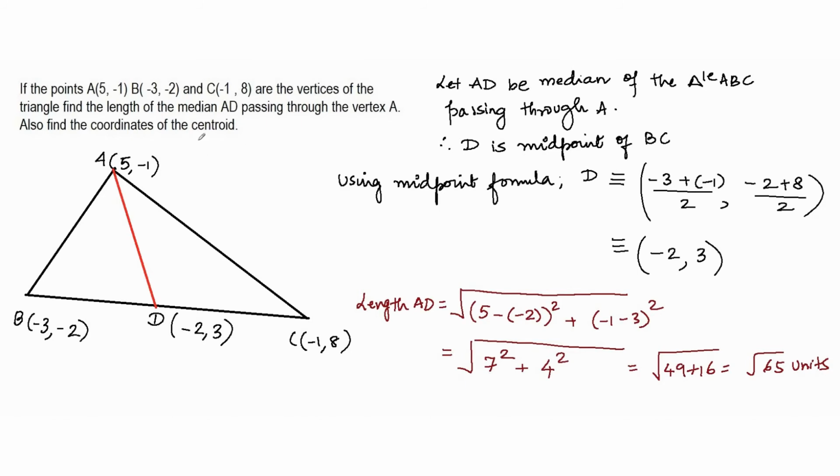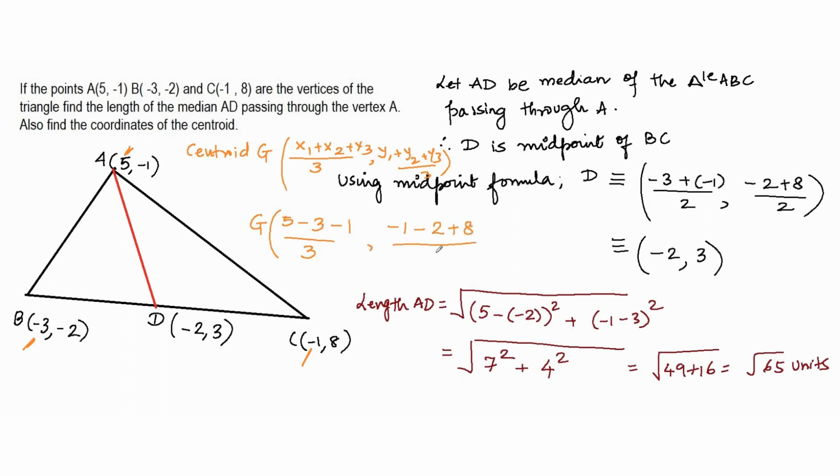Now if I want to find the centroid, I know the formula for the centroid of a triangle. The centroid of the triangle was (x1 plus x2 plus x3) by 3, comma, (y1 plus y2 plus y3) by 3. So the centroid is going to be (5 minus 3 minus 1) by 3. So I have taken the x coordinate of A, the x coordinate of B and x coordinate of C and added them and divided by 3. Comma, take the y coordinates, so negative 1, negative 2 plus 8 upon 3.